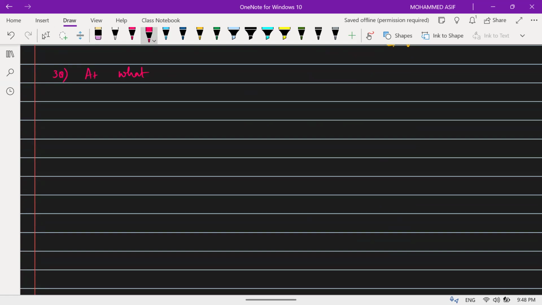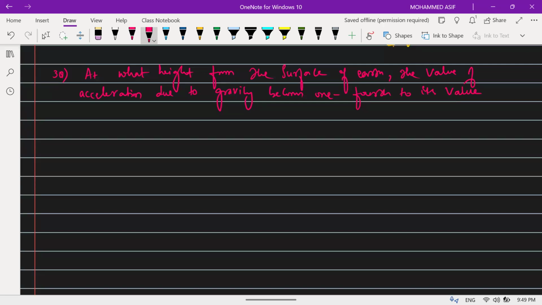At what height from the surface of Earth, the value of acceleration due to gravity becomes one fourth of its value present on the surface of Earth.